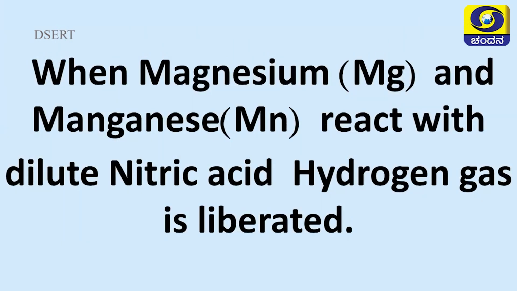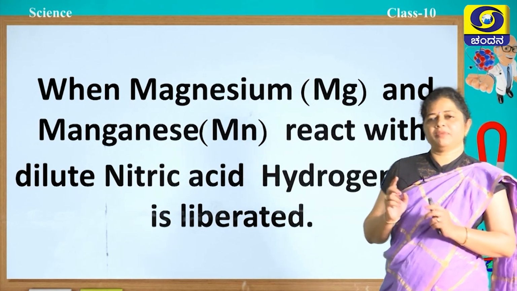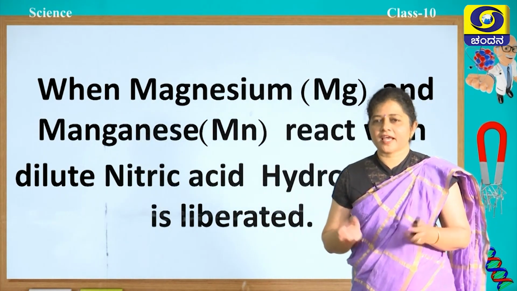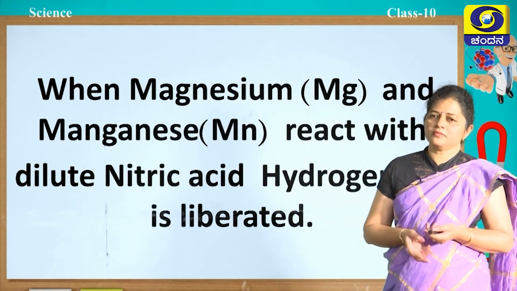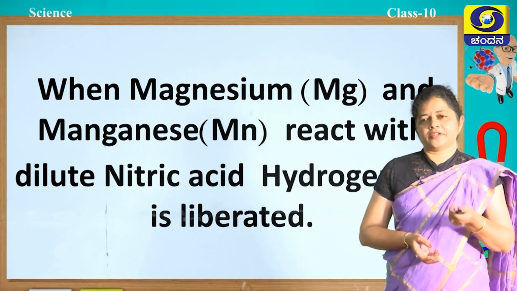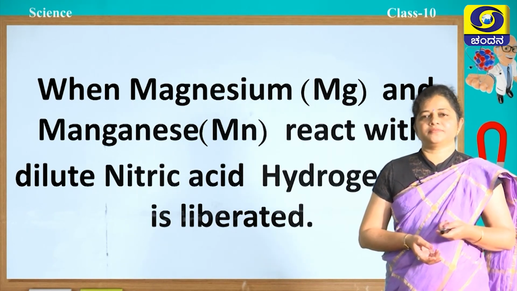When magnesium and manganese react with dilute nitric acid, hydrogen gas is liberated. You saw in that reaction that magnesium and manganese react with dilute nitric acid to form their nitrates, and hydrogen gas is liberated.